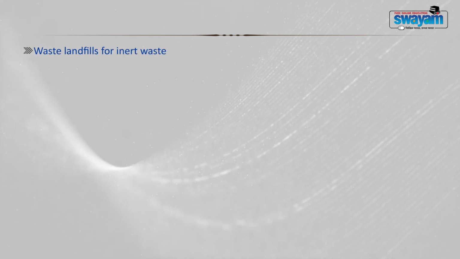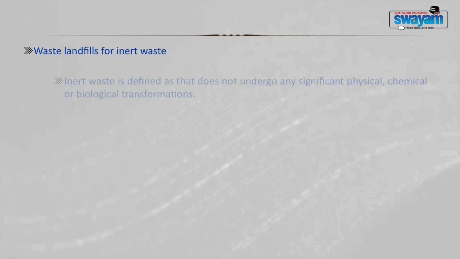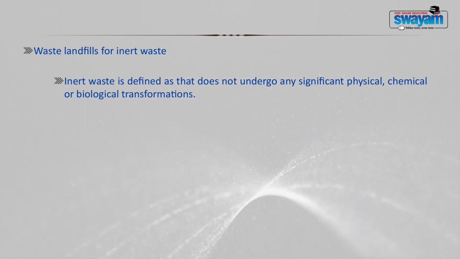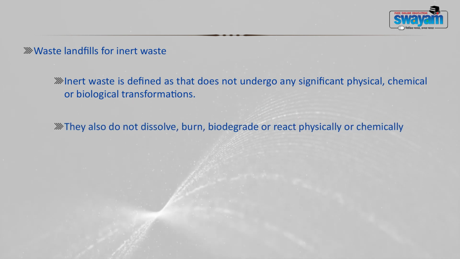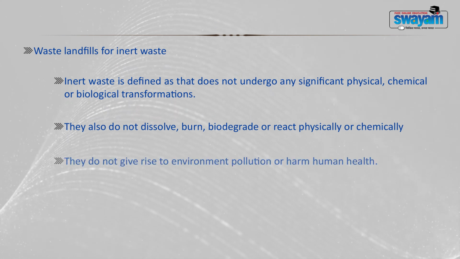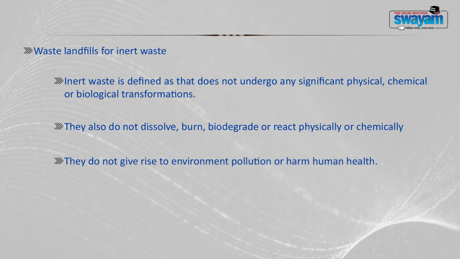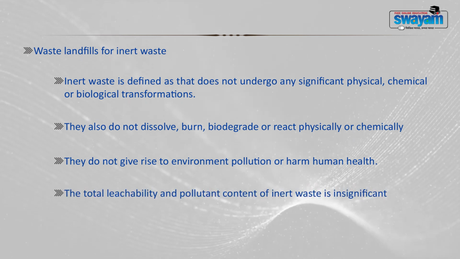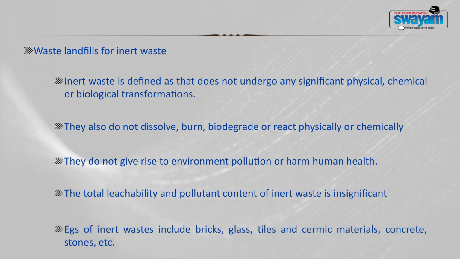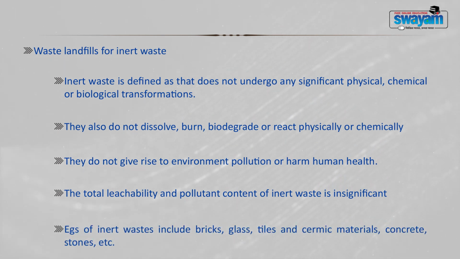Now, the third type of landfill is your inert landfill, especially for your construction and demolition waste. Inert waste is defined as that which does not undergo any significant physical, chemical or biological changes. They also do not dissolve, burn, biodegrade or react physically or chemically, and they do not give rise to environmental pollution or harm human health. The total leachability and pollutant content of the inert waste is insignificant. Examples of inert waste can be brick, glass, tile, ceramic material, concrete, stones, etc.